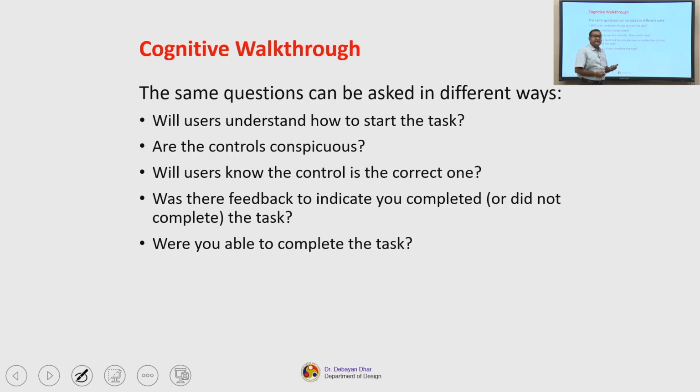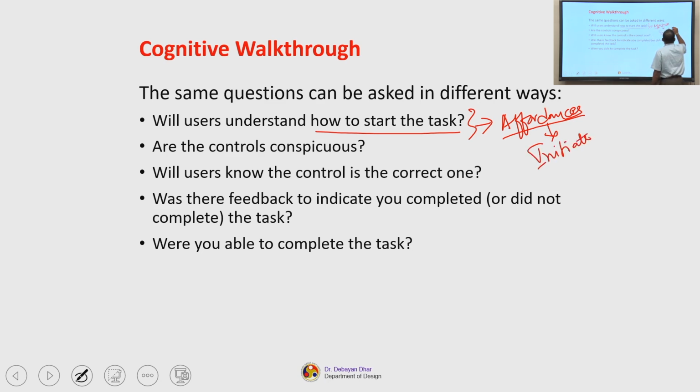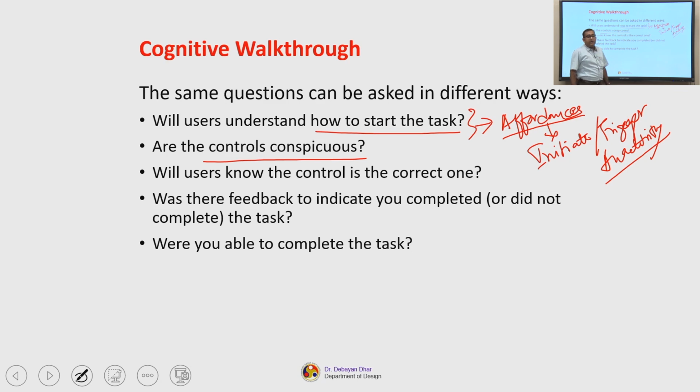The same questions that we have discussed in the last slide can be put in a different way here, like will the users understand how to start this task? He will only understand if the affordances have been correctly designed, right, so that the user understands how to initiate or trigger an activity. Are the controls conspicuous? Will users know the control is the correct one? Here we are talking about recognition.